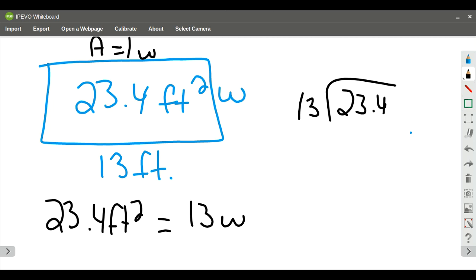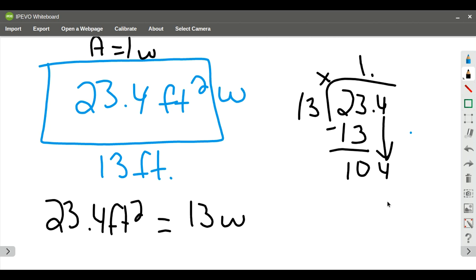The first thing that we're going to do is move that decimal up, and then we don't have to worry about the decimal anymore. I look at how many times 13 can go into 23. 13 goes into 23 one time. I write 13 underneath because I multiply 13 times 1, and then I subtract. 23 subtract 13 is 10. The next step is to bring down the 4, and look at how many times 13 can go into 104.